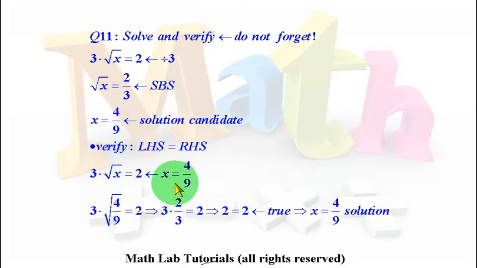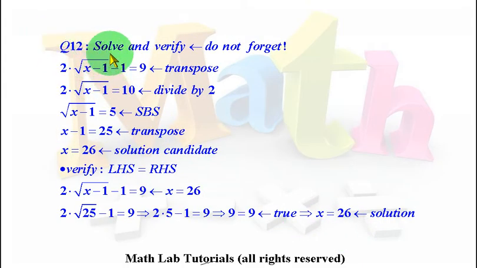There it is right there. And we substitute into the original equation. When we do that, we get 3 dot square root of 4 over 9 equals 2. And then we simplify the left-hand side. We get 3 dot 2 over 3 equals 2. We cancel out the 3's, and you get 2 equals 2. And of course, that's a true statement. And we declare that our solution candidate is in fact the true solution. So x equals 4 over 9 is indeed the solution. So we'll go on to the next slide.